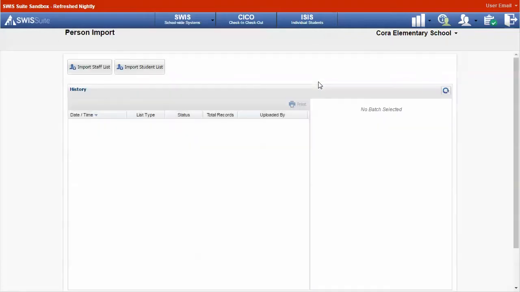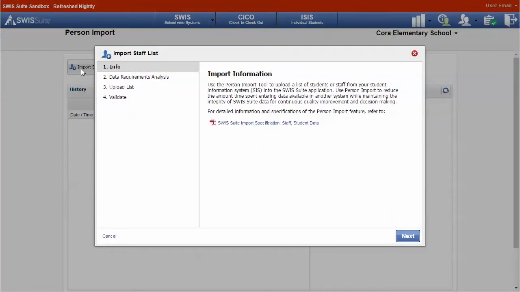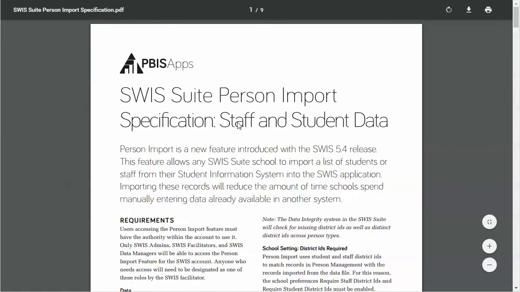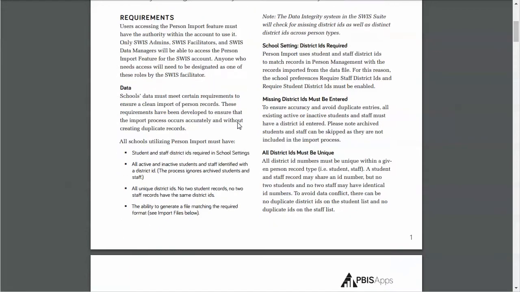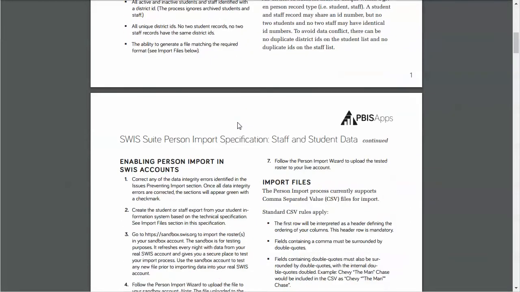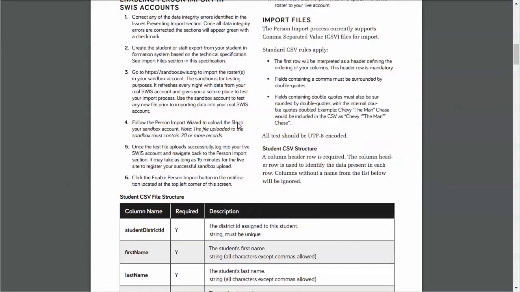Click the Import Staff Roster. This helpful wizard walks us through the entire process. We start here with an overview, including the technical specification for your file. Now there are 2 important steps I want to leave you with in this tutorial, and this is the first. Read the specification. This document defines the file format and the headers.